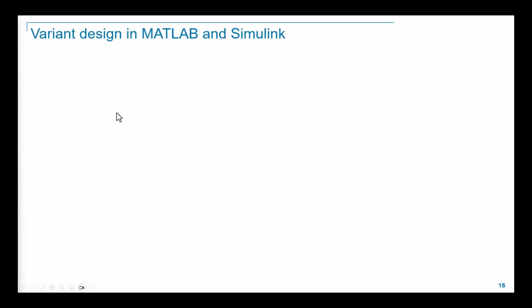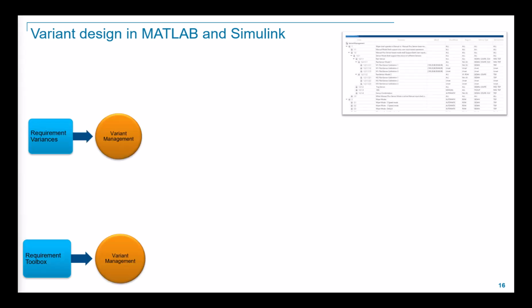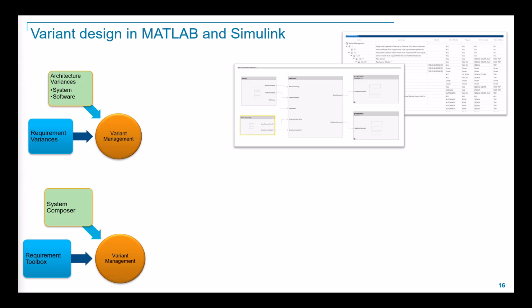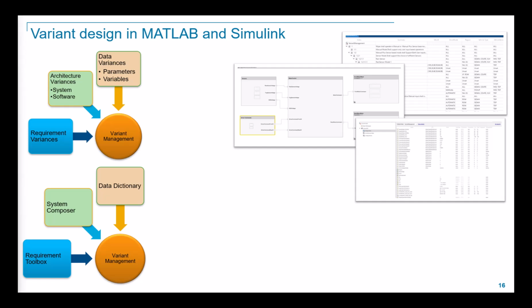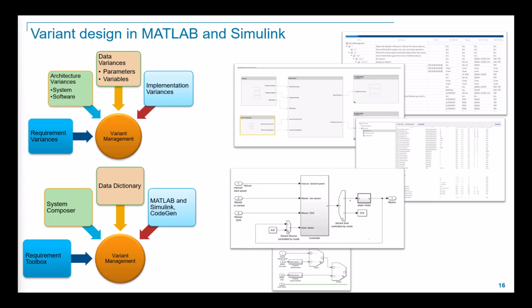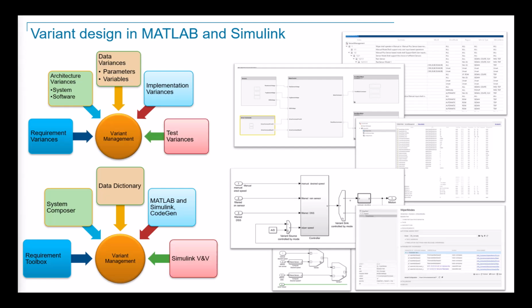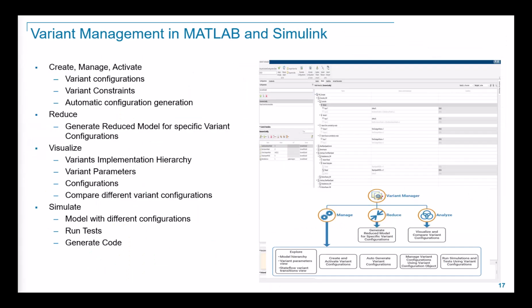Now we can look into how variants can be handled using MATLAB and Simulink. Variations in requirements can be handled using Requirements Toolbox. Variants in architecture can be handled using System Composer. Variations in data, parameters, and variables can be handled using Data Dictionary. Implementation variations can be handled using MATLAB and Simulink and code generation aspects. And the test variations can be handled using Simulink Test and Simulink V&V.